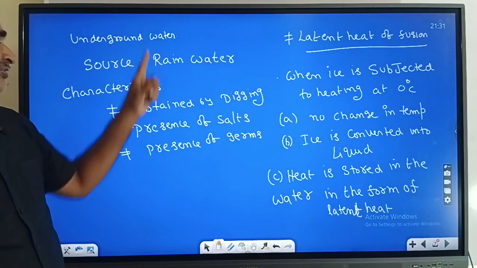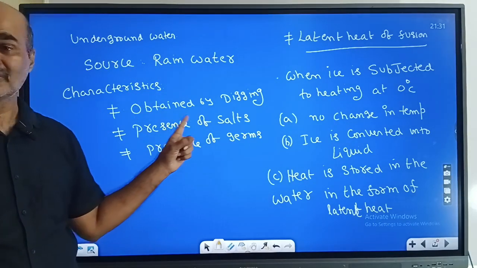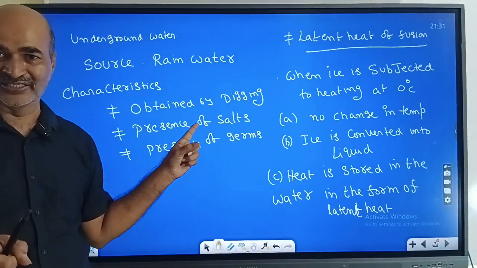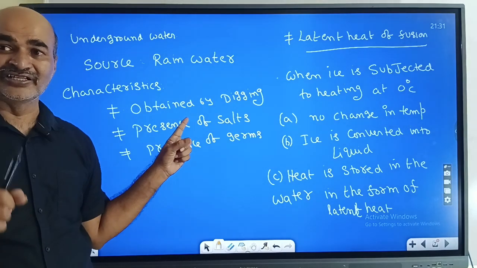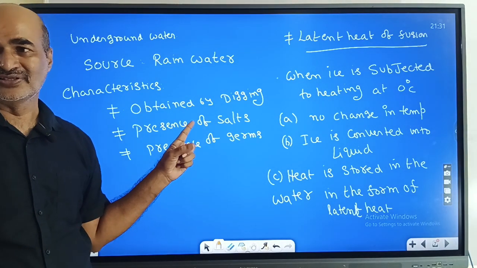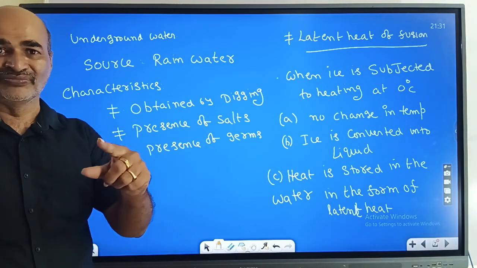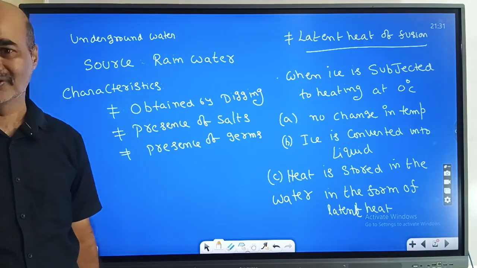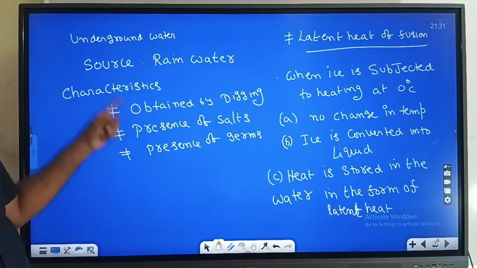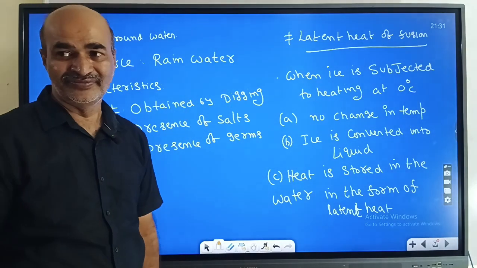Underground water has germs and the presence of salts, especially nitrates. While all nitrates are soluble in water, groundwater has a large amount of nitrates. The source is rainwater, obtained by digging.